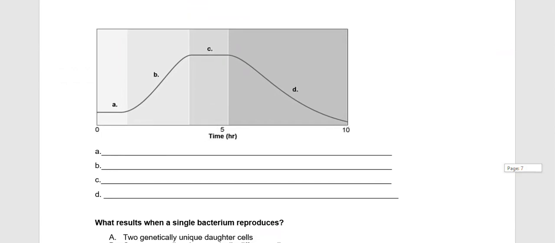All right, and so with the labeling of this chart here, this would be your lag phase, this would be your log phase, stationary, and your death phase. And then down here you can write down what each of those represents. That's either from your textbook or from our lectures or even just from our discussion earlier in this video.